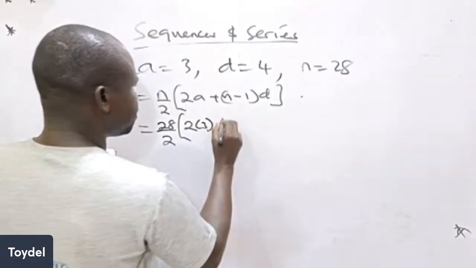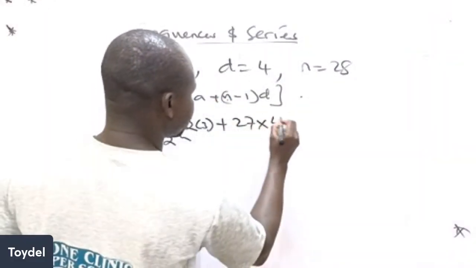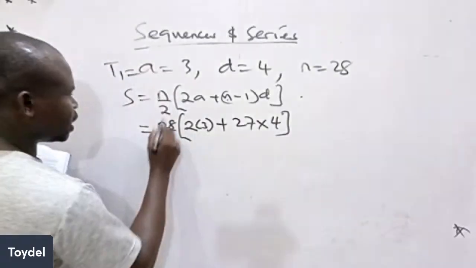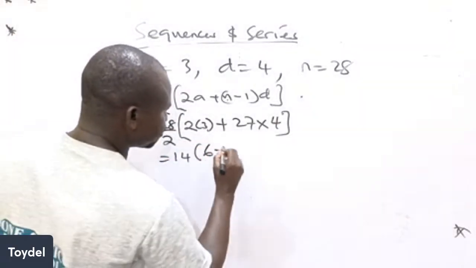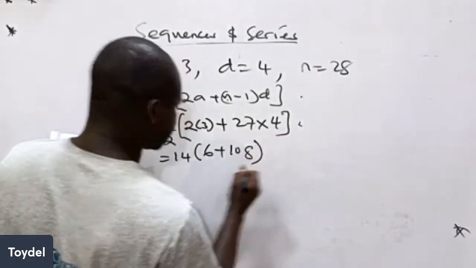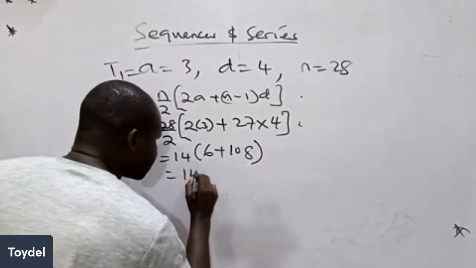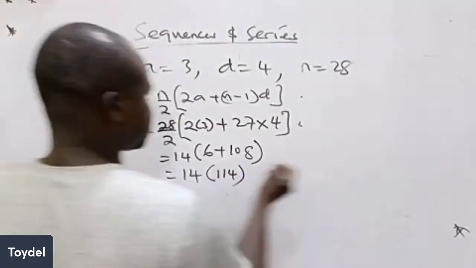Multiplied by 3 plus 28 minus 1, that's 27. Multiplied by d is 4. That's what we're going to get. Here I'm going to get 14 into bracket 2 times 3, that's 6, plus 4 times 7, 28. That's 108. So here I'm going to have 14 into bracket 114. So let's multiply that.